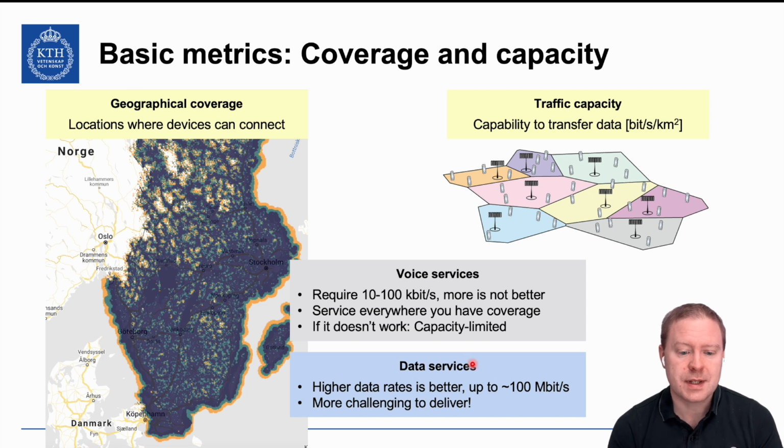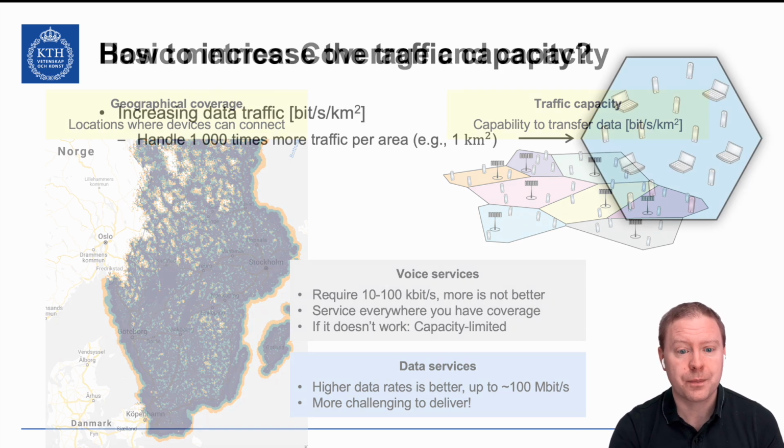When it comes to data services, higher data rate is usually always better. At least up to, say, 100 megabit per second. After a while, it sort of saturates. So if you go from 100 to 200, you as a user might not be really seeing much benefit. But up to those numbers, yeah, it will be faster in a noticeable manner. And this is generally more challenging to deliver in the networks. So you don't only need to be providing coverage, you also need to have high enough data service capability in order to make the data services work very well.